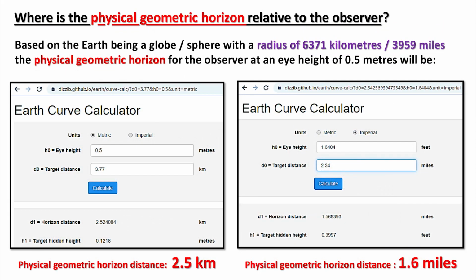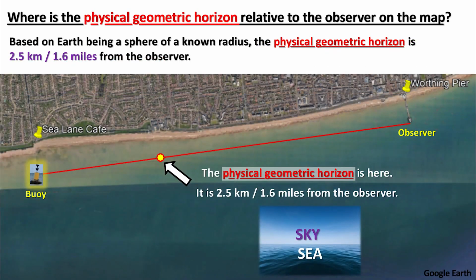Where is the physical geometric horizon relative to the observer? Based on the Earth being a globe, sphere, with a radius of 6,371 kilometers, 3,959 miles, the physical geometric horizon for the observer at an eye height of half a meter will be 2.5 kilometers or 1.6 miles. Based on Earth being a sphere of a known radius, the physical geometric horizon is 2.5 kilometers or 1.6 miles from the observer. The physical geometric horizon is here, represented by the red and yellow circle.